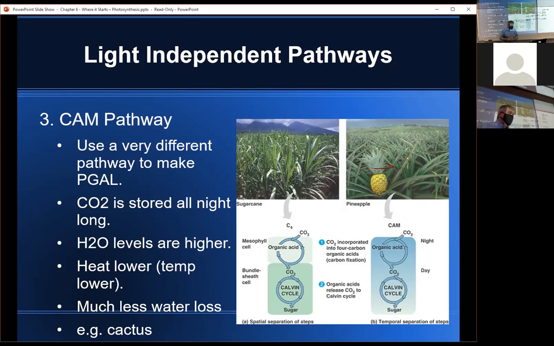Okay, looking at the time, I think we have time for one more quick question if you have one. If not, yes? Can you explain the difference between mutase and kinase? Mutase and a kinase, sure.